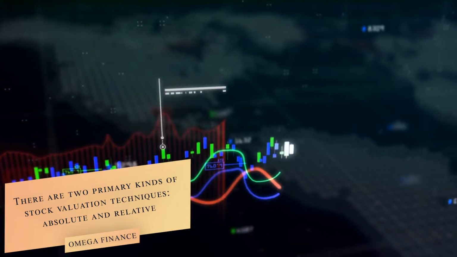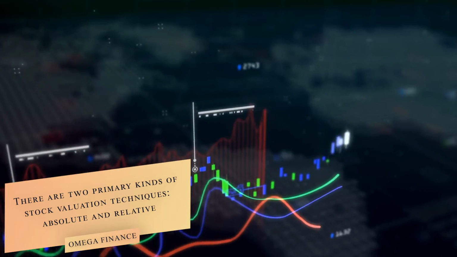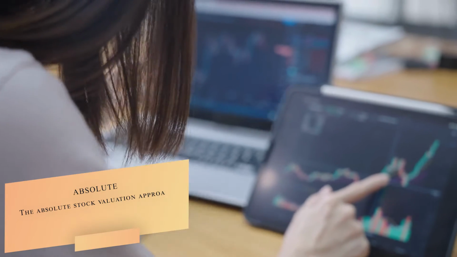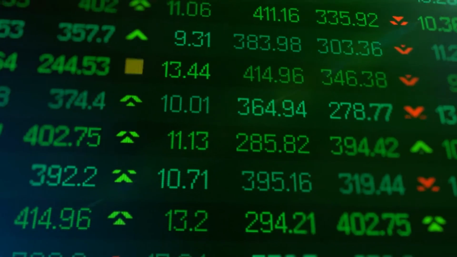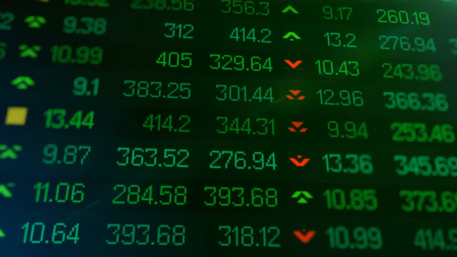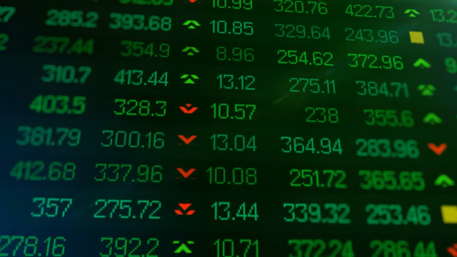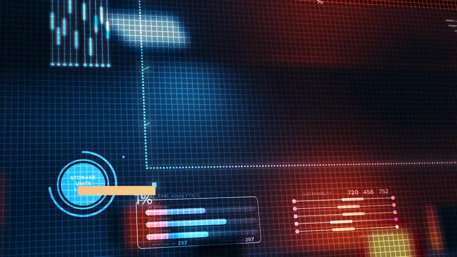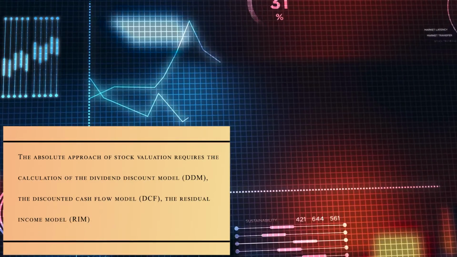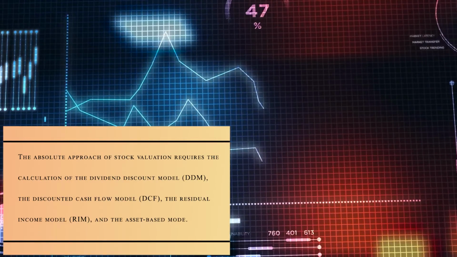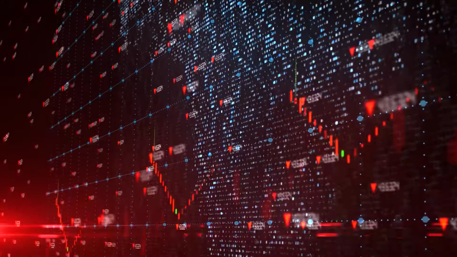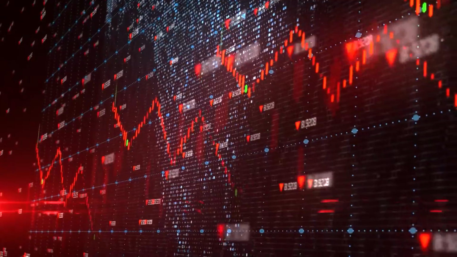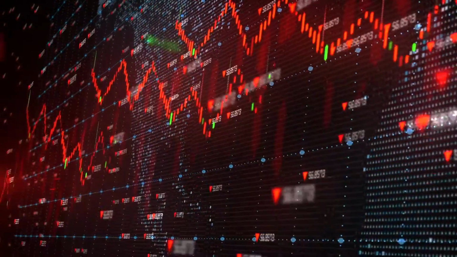There are two primary kinds of stock valuation techniques: absolute and relative. Number 1, absolute. The absolute stock valuation approach emphasizes a company's fundamentals. Valuation is based on several indicators including cash flow, dividends, and growth rate, which are taken directly from the financial statements. The absolute approach of stock valuation requires the calculation of the dividend discount model (DDM), the discounted cash flow model (DCF), the residual income model (RIM), and the asset-based model. As its name implies, the absolute technique does not consider how the firm is doing relative to its competitors.